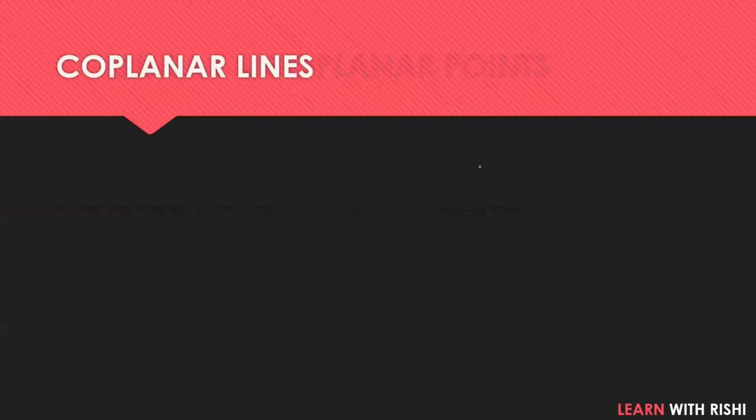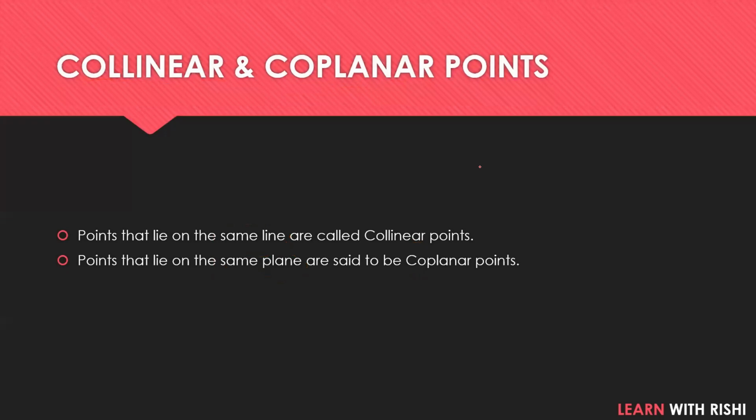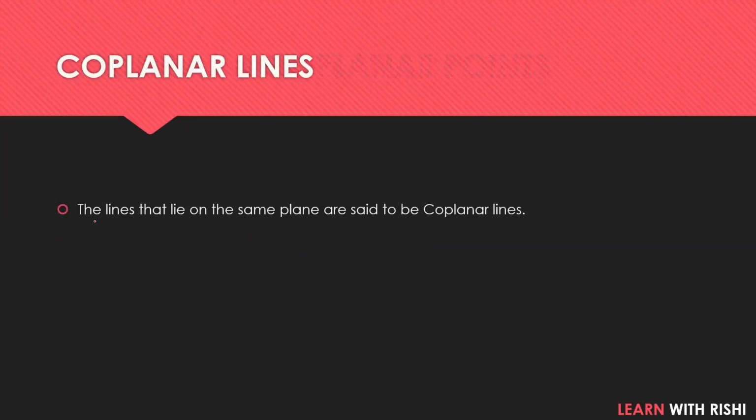Now we'll understand what coplanar lines are. Here we have discussed collinear and coplanar points. The lines that lie on the same plane are said to be coplanar lines. Like we said, the points which lie on the same plane are coplanar points; in the same way, lines that lie on the same plane are coplanar lines.